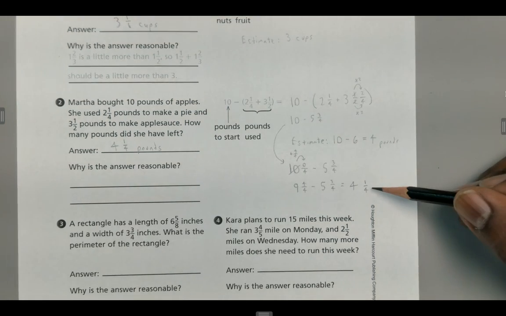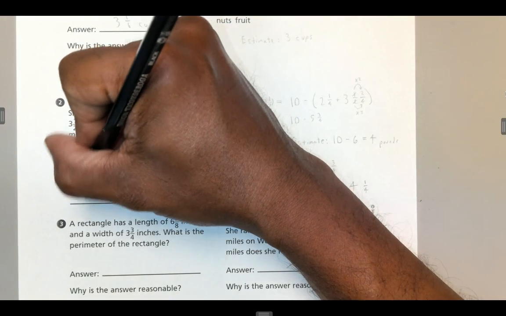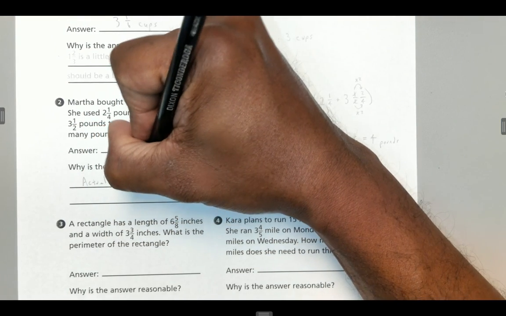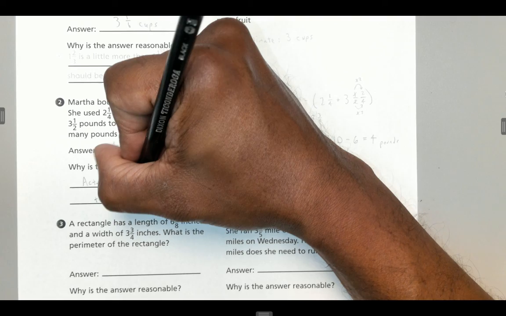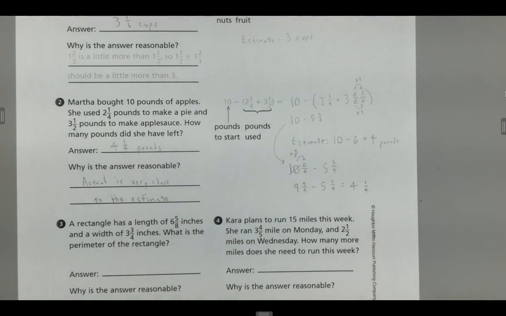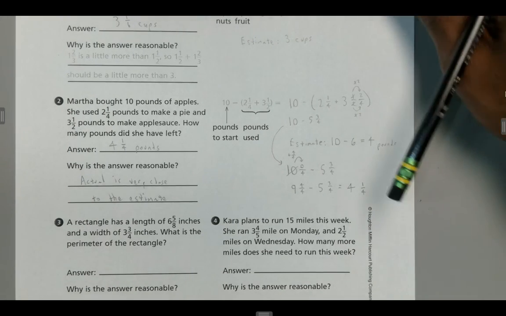The answer is reasonable because, look, the actual is very close to the estimate. Okay, continuing on.